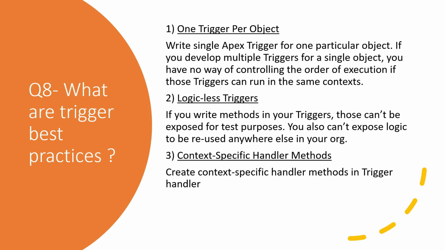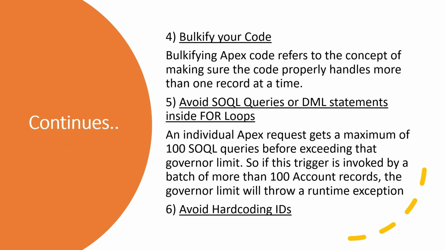Second, logicless trigger. If you write methods in your triggers, those cannot be exposed for test purposes. You also cannot expose logic to be reused anywhere else in your org. And third, context specific handler methods. Four, bulkify your code. Bulkifying Apex code refers to the concept of making sure that code properly handles more than one record at a time.